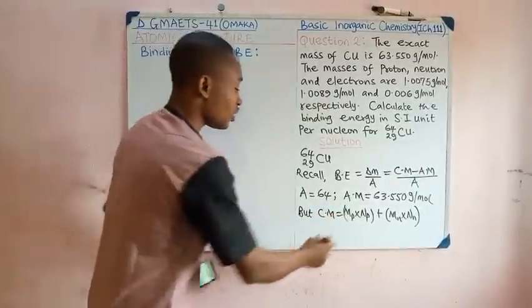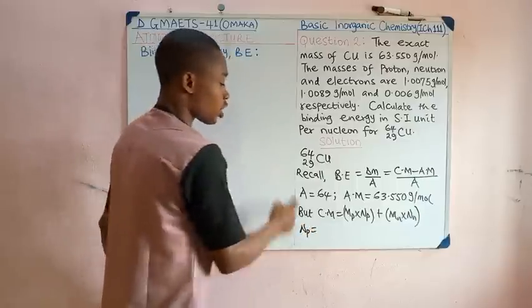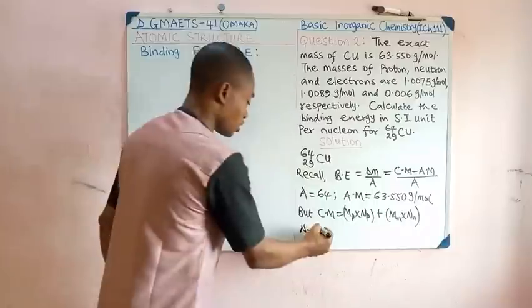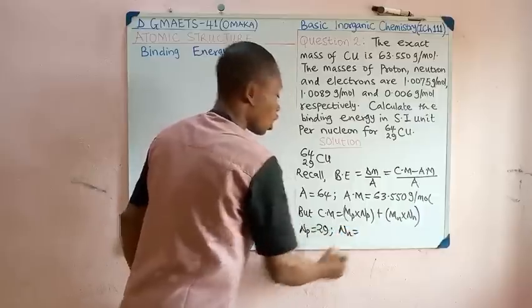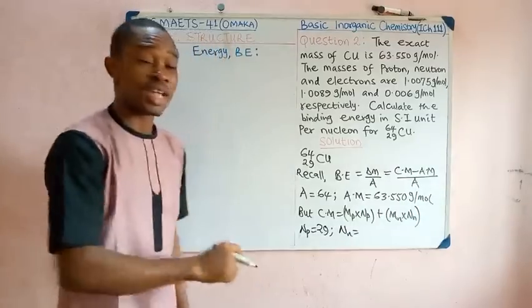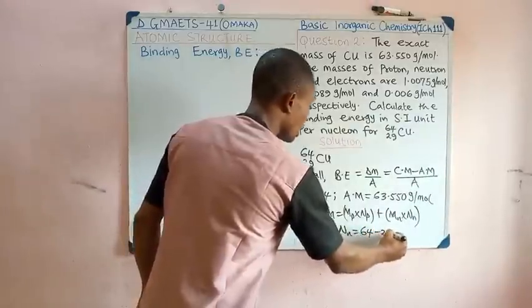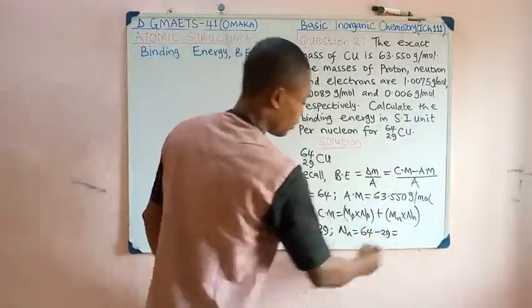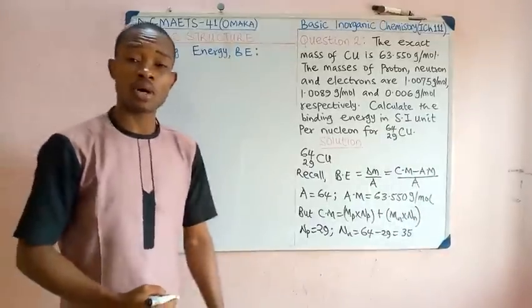So we can obtain the number of protons. The number of protons for copper is equal to the atomic number, so it's 29. And then we can obtain the number of neutrons. The number of neutrons for copper is the rounded off mass, the mass number, minus the atomic number. So 64 minus 29 gives us 35. So there are 35 neutrons in copper 64.